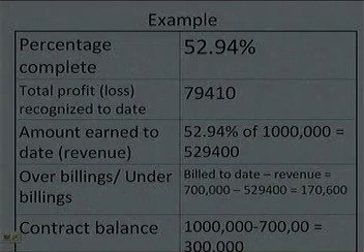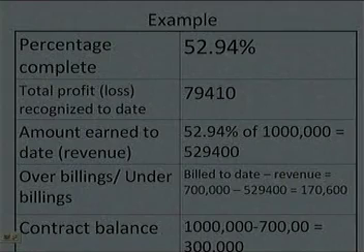This you get from the product of 52.94% and 150,000. From where are we getting 150,000? Because the contract value is 1,000,000 and the total estimated cost is 850,000. So, my total expected profit is going to be 150,000, and that multiplied by 52.94% is going to be 79,410.